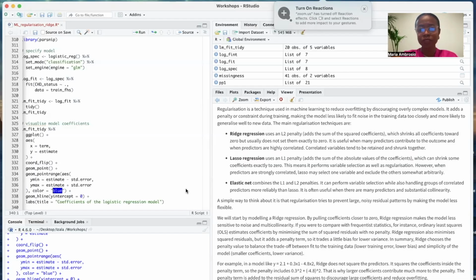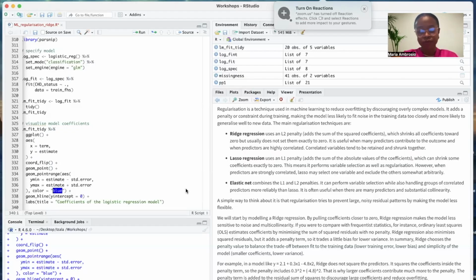So a simple way to think about it is that regularization tries to prevent large, noisy residual patterns by making the model less flexible. So we'll start by modeling a ridge regression in this workshop. We'll pull coefficients closer to zero by using ridge regression, and then it will make the model less sensitive to noise and multicollinearity.